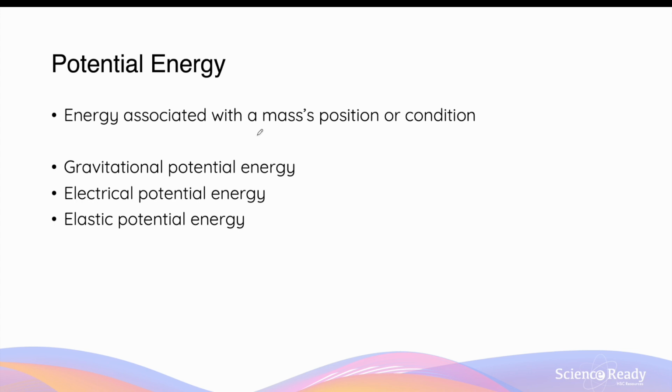Now let's talk about potential energy. In contrast to kinetic energy, potential energy is the energy associated with the mass of an object's position or condition. Now, exactly what the condition or position refers to depends on the type of potential energy. This can include gravitational potential energy, electrical potential energy, and elastic potential energy. These are some of the main types. In this introduction video, we'll only talk about gravitational potential energy.